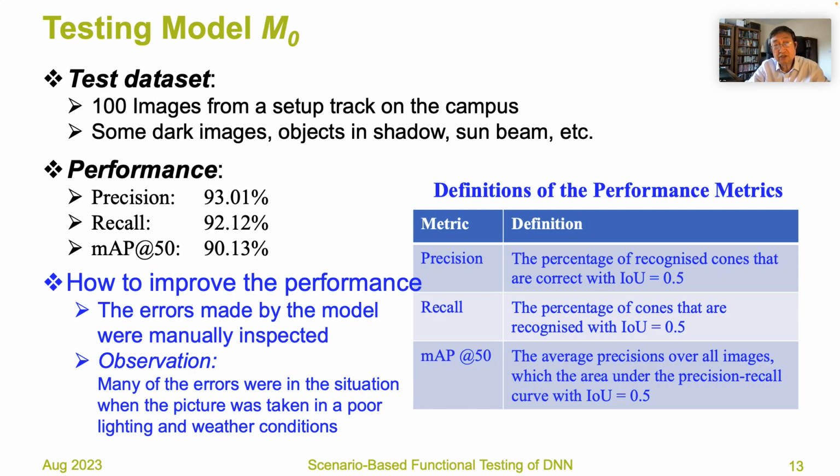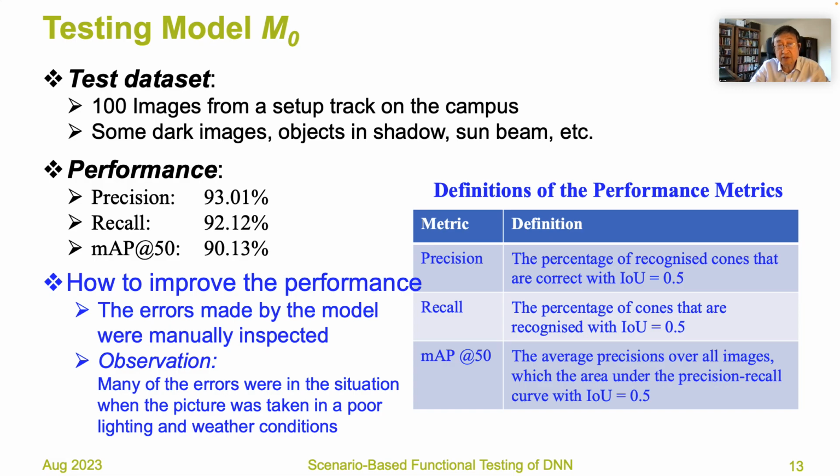So when we start off the testing, we've been given a model which has a relatively good performance. It was tested on 100 images from a setup, pictures taken on the setup or track on the campus. The pictures contain normal weather and lighting conditions, but also have some images in the dark, objects in shadow, and with sunbeams, etc.